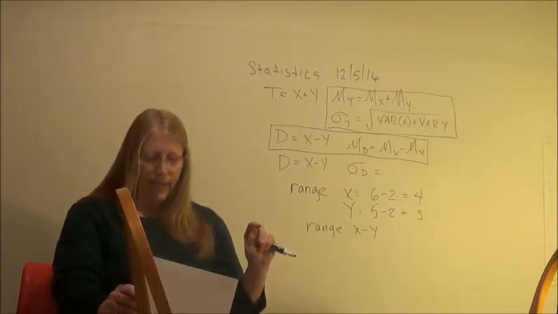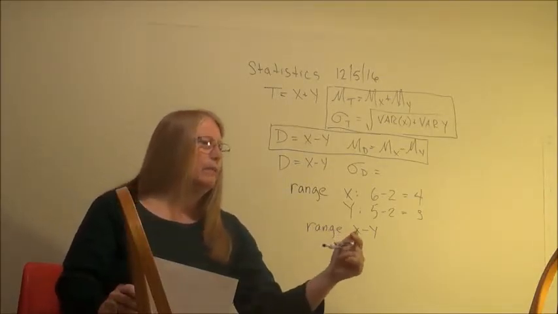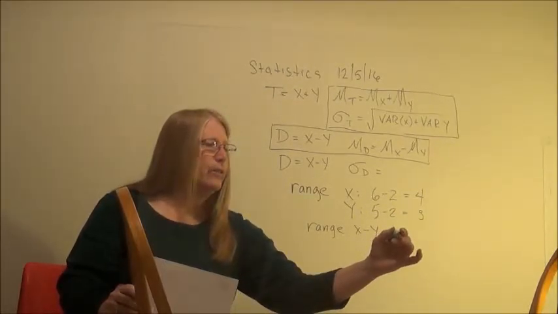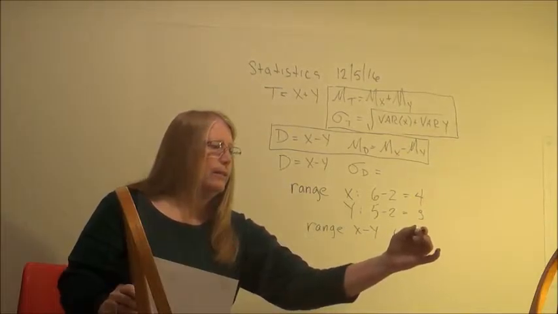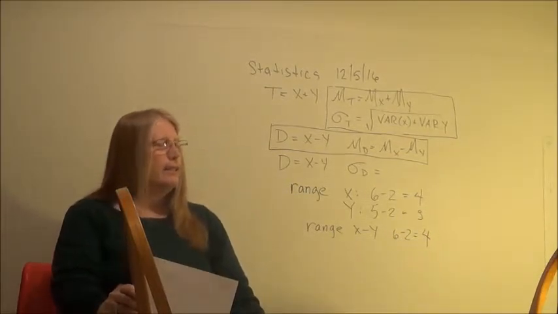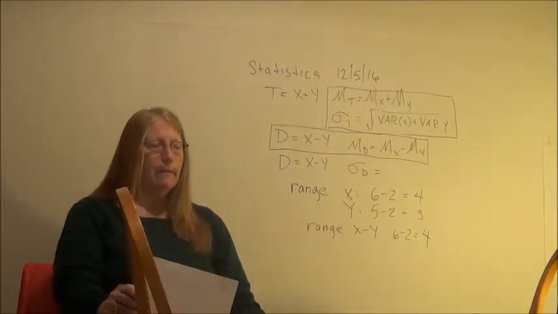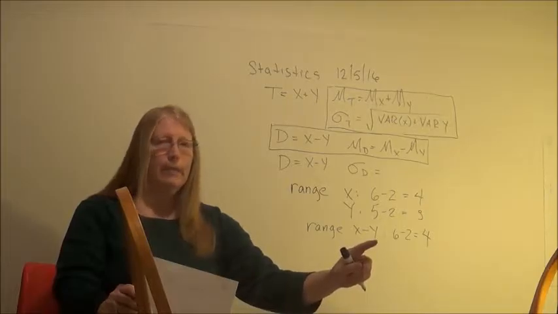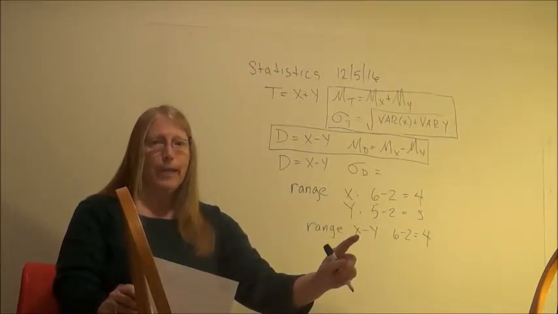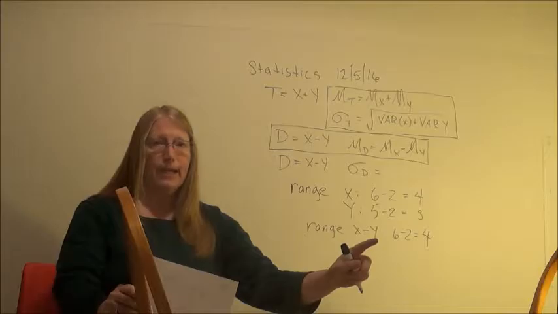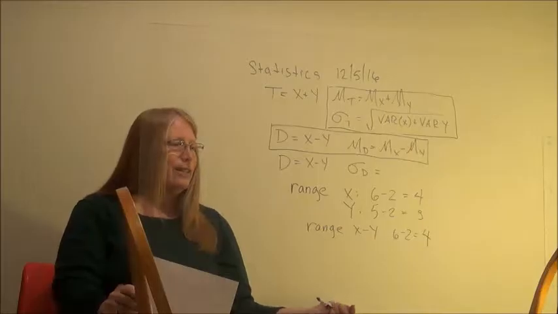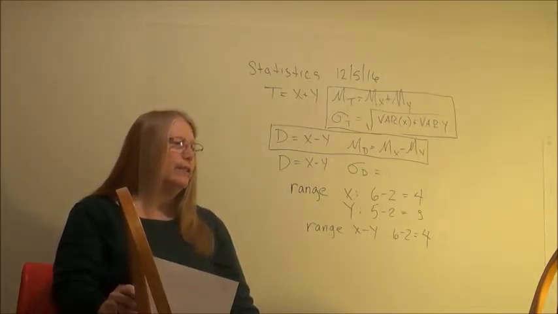To get that, by thinking of subtraction, wouldn't it be Pete's highest number, which is 6, minus Aaron's lowest number, which is 2? Wouldn't that give us the highest possible number when we're subtracting Pete minus Aaron? Is there any other combination of Pete's possible outcomes minus Aaron's possible outcomes that's greater than 4? I don't think so.